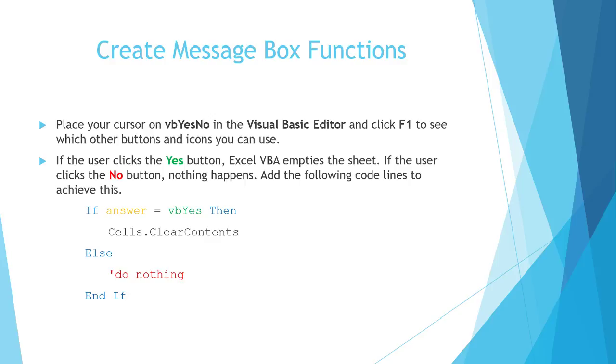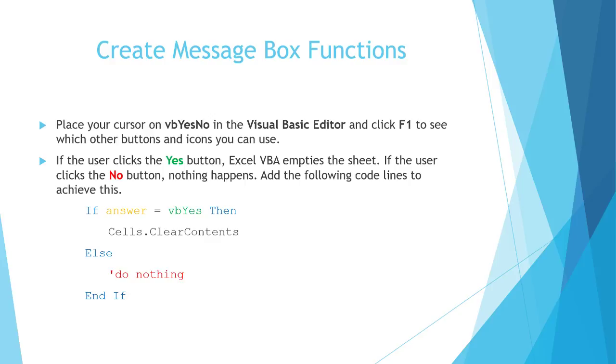So for the second half of the code of this message box function, we're going to use a little color coding. Yes is going to be for the yes button in green and no is going to be for the no button in red. So, here we go with those if then statements again, if the variable answer is equal to VB yes, as in somebody clicks the yes button, then cells period clear contents. You don't have to define any of these as variables. Excel's smart enough, it's going to know what you're talking about. So cells basically means all the cells, and clear contents means you clear those contents.